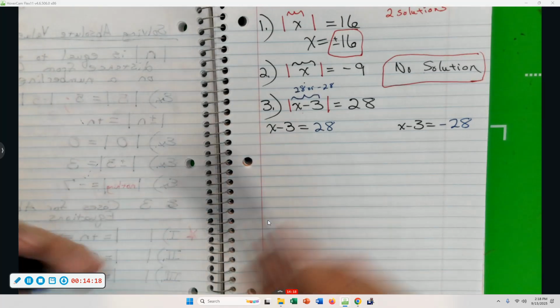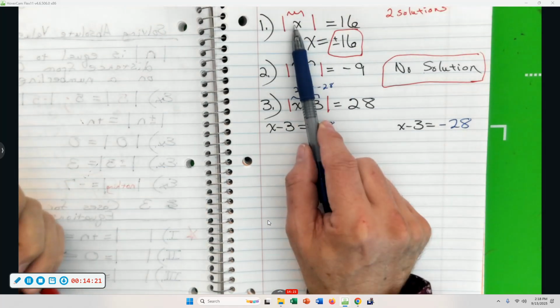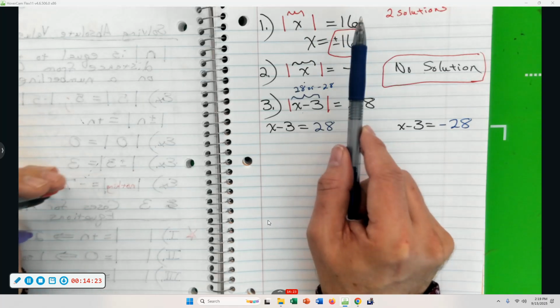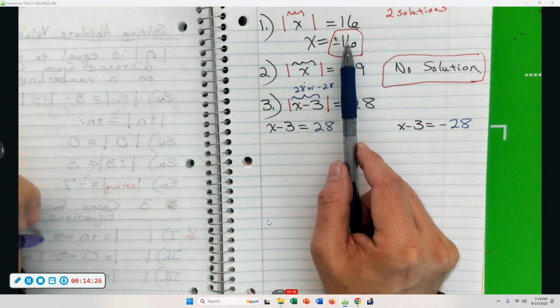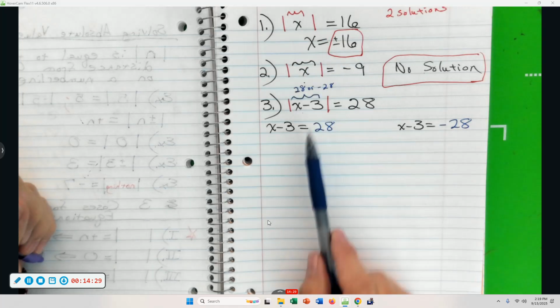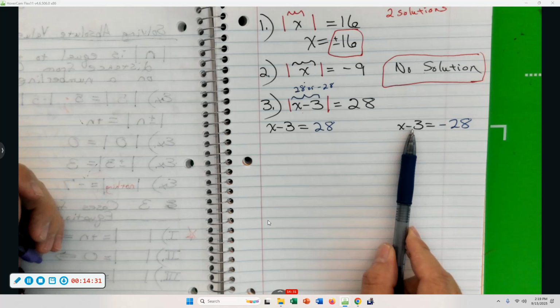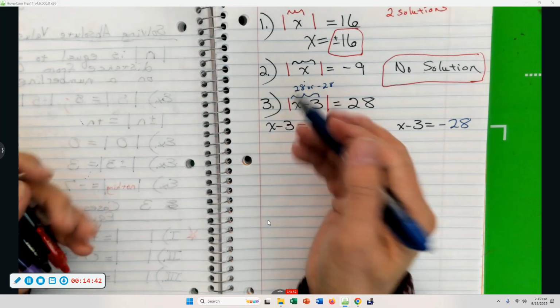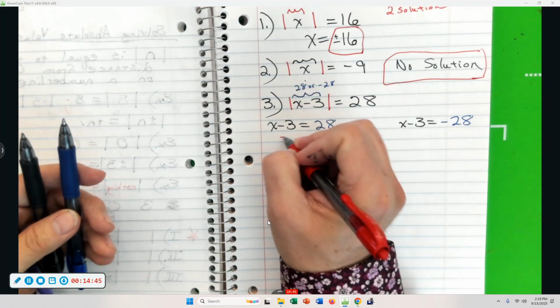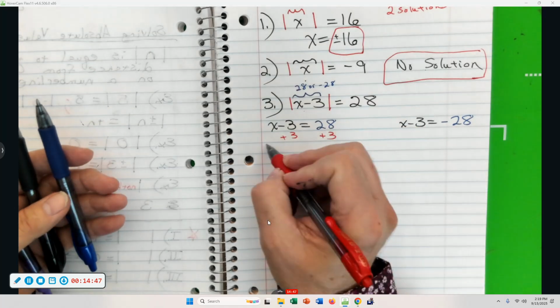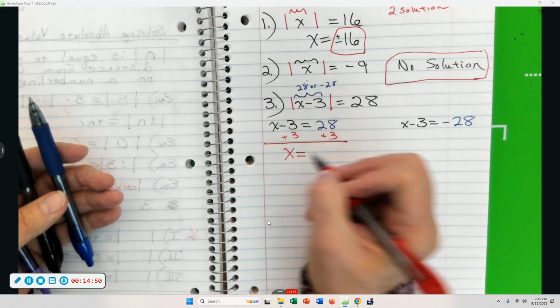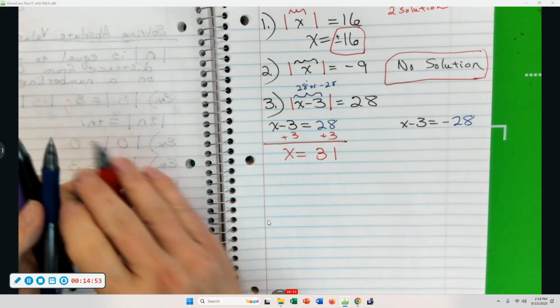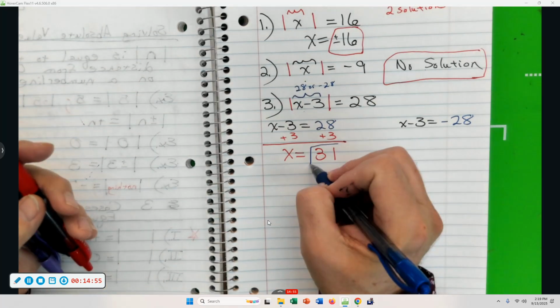Just like right here, x had to equal a positive 16 and x had to equal a negative 16, but you already had the x isolated. Here the x's aren't isolated. What are we going to do to get x by itself here? Add 3. Pick up the 3 and move it over to the other side to give you x equals 28 plus 3 is 31. That's the first solution we found.